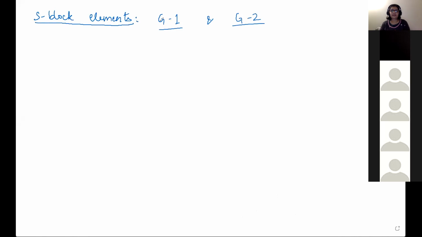Because their valence electron lies in the s orbital. The last electron enters the outermost s orbital. Absolutely correct. So that's the reason they're called S block elements.